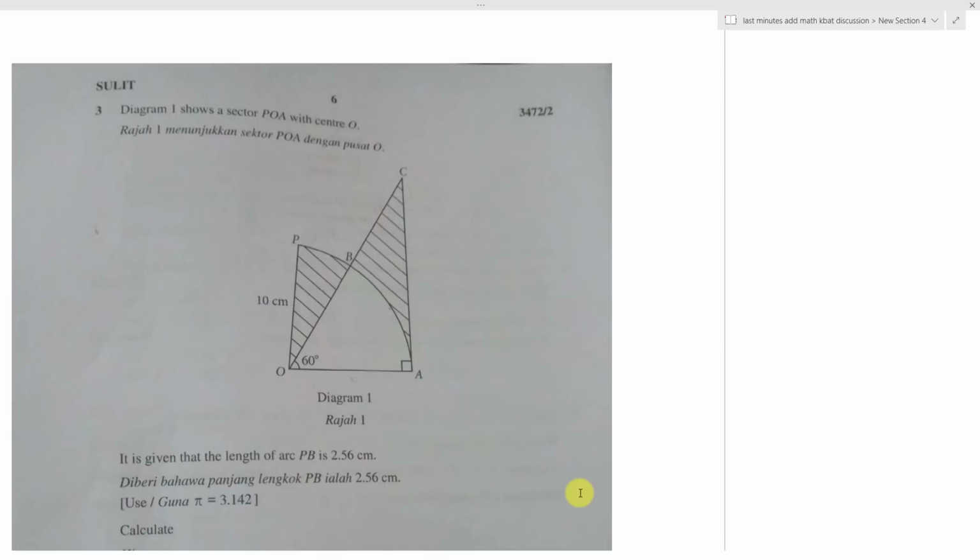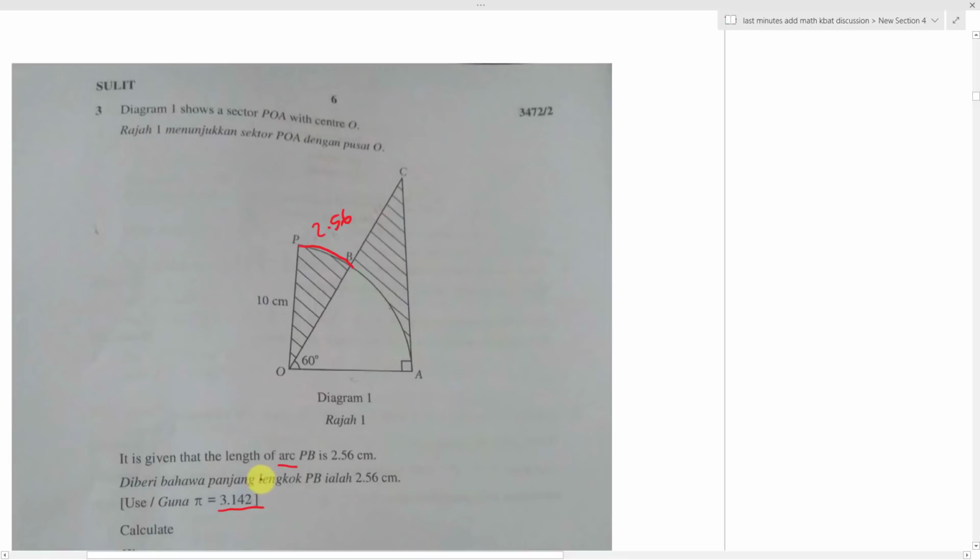Okay, this one, if you read the question carefully, you should know this is a circular measure topic. So diagram 1 actually shows the sector POA with a center O. Alright, and it is given that the length of BP is 2.56. Okay, you must be careful about this word. So the length of BP, basically they ask about this length, is 2.56. Alright, and then they ask you to use the pi as 3.142. So this information is very important in order to get very accurate answer.